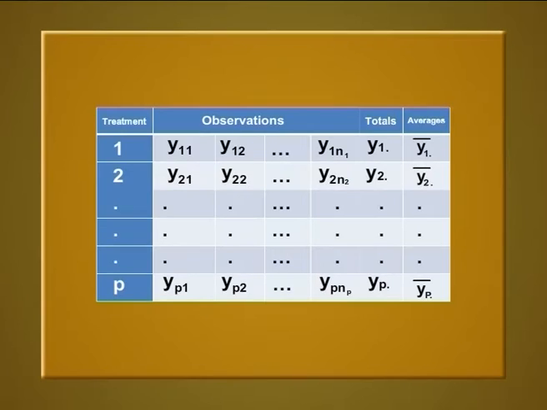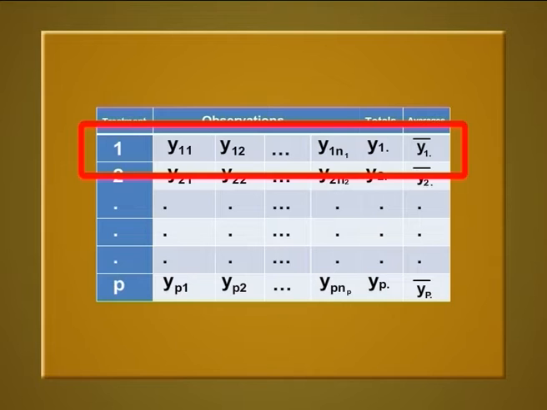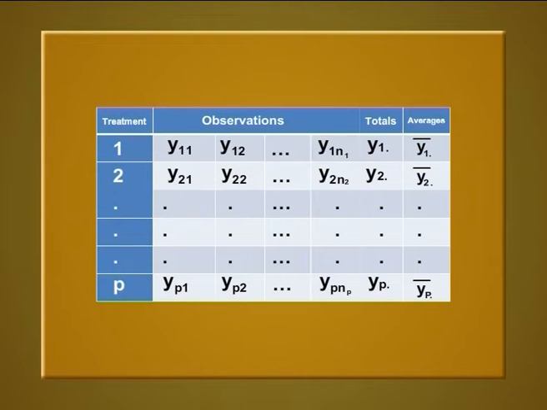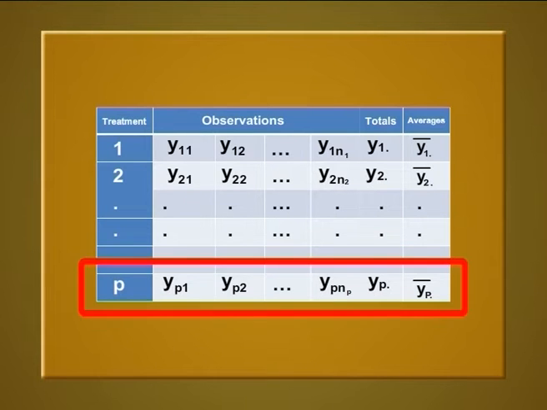The data can be tabulated as follows. Suppose we have p treatments, name them as 1, 2, 3, etc., p and entered in the first column. The observations y11, y12, etc., y1n1 receive the first treatment. The second treatment has the values y21, y22, etc., y2n2, and so on. The observations yp1, yp2, etc., ypnp receive the pth treatment.